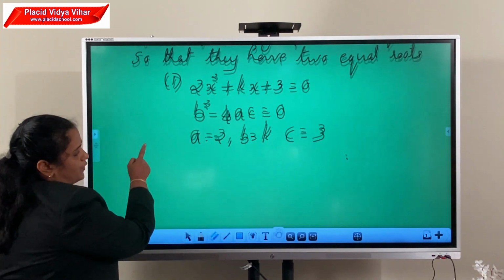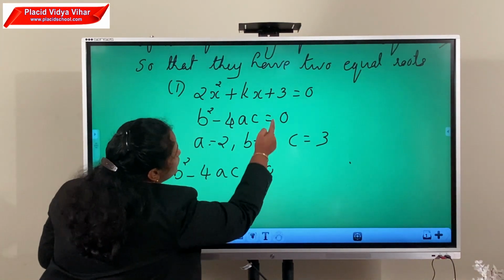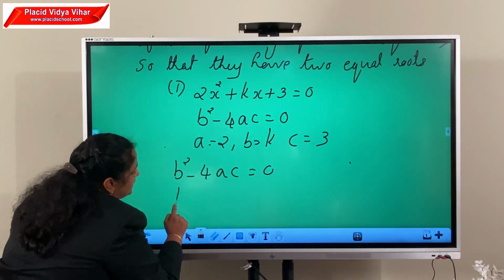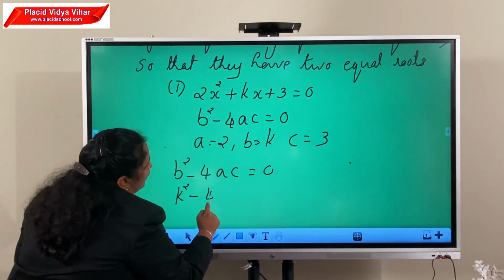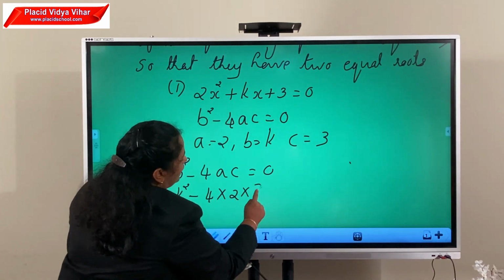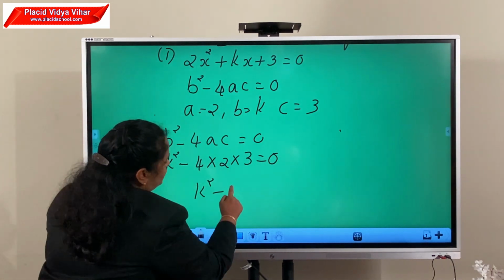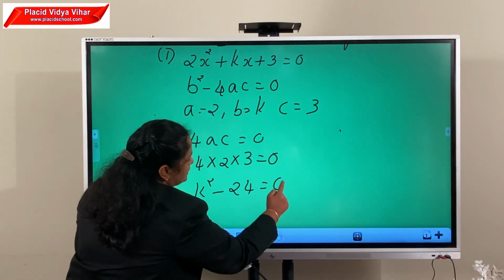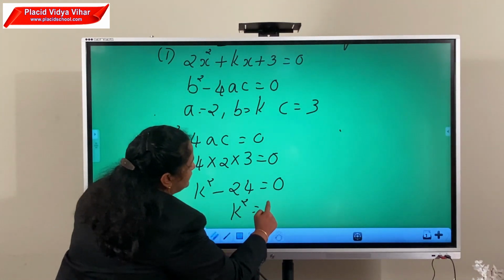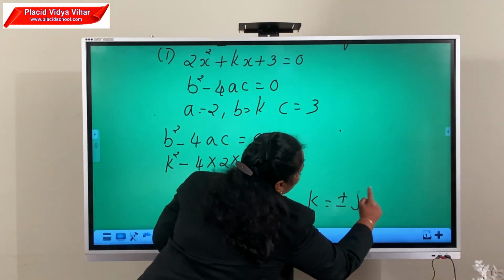Then b square minus 4ac equal to 0, because it is given in the question that the roots are equal. Then we can substitute the values. b is k, that is k square minus 4 into a, which is 2, into 3 equal to 0. That is k square minus 4 2s are 8, 8 3s are 24, k square minus 24 is equal to 0. Then k square is equal to 24, you should transpose it to that side. The value of k is equal to plus or minus root of 24.